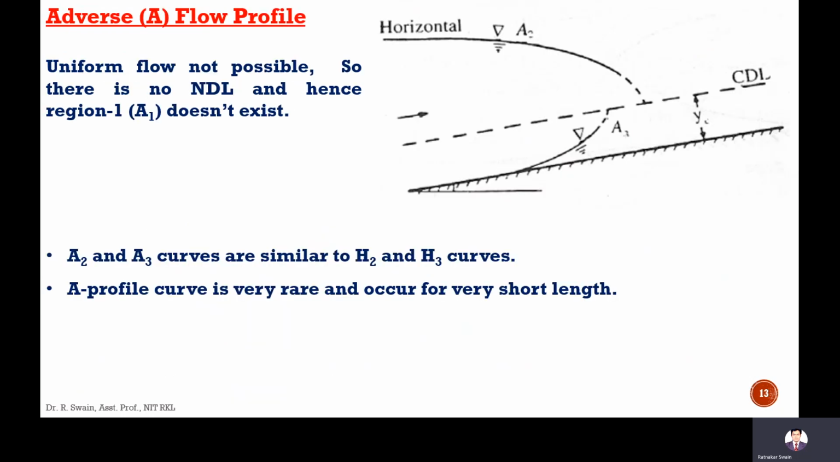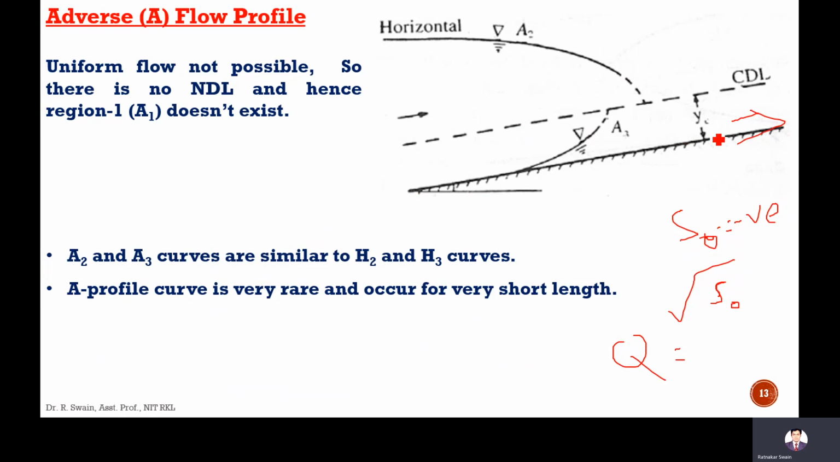Next is the adverse flow profile. Adverse flow profile means S naught is negative. That means the flow is occurring from a lower elevation to a higher elevation in this direction. So if it is negative, then the square root cannot be determined, so discharge cannot be determined. It means uniform flow cannot be sustained in this adverse flow profile.